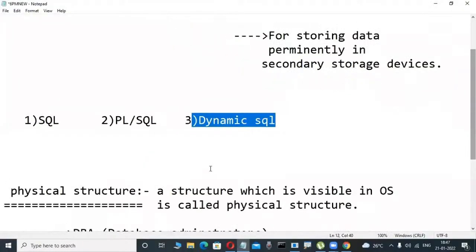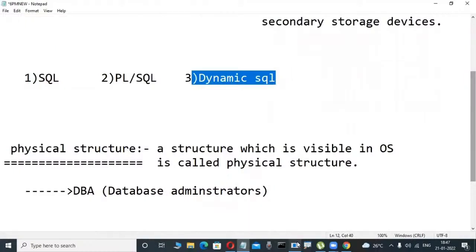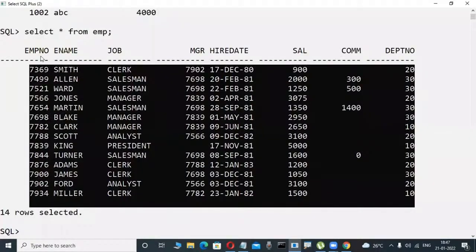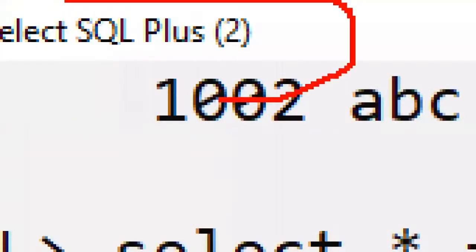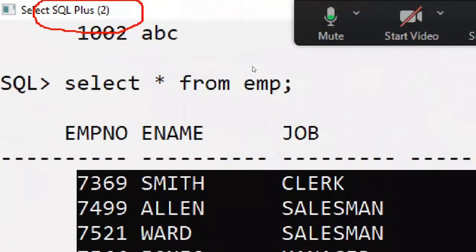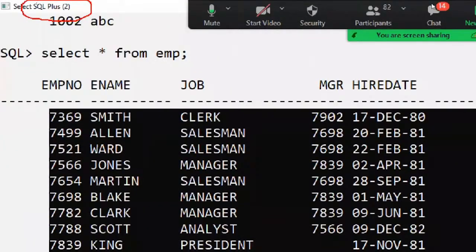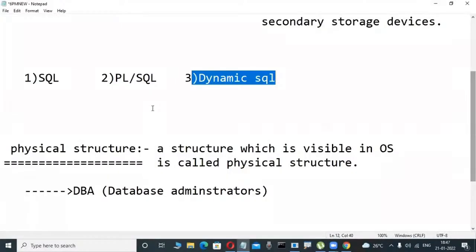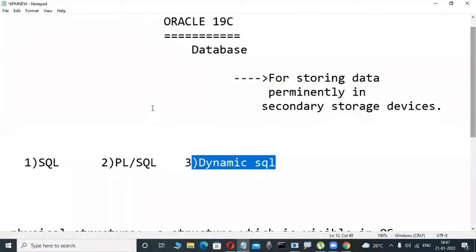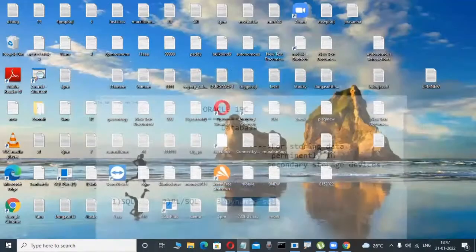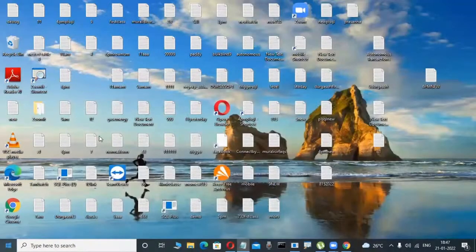But unfortunately, another thing is there in my system here. SQL Plus is there. What is this one? This is a tool, called a client tool. If you want to connect to the Oracle database, then we use a client tool. SQL Plus is a default tool. Whenever I install Oracle software, the tool is automatically available.